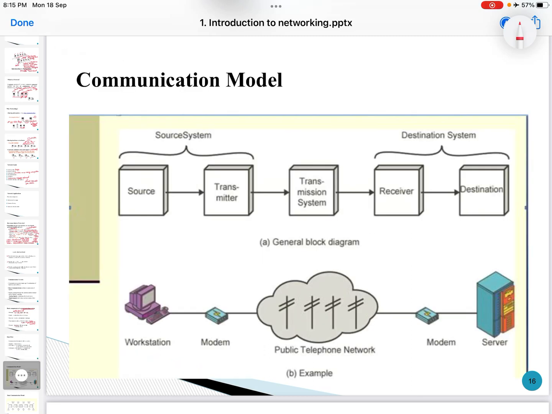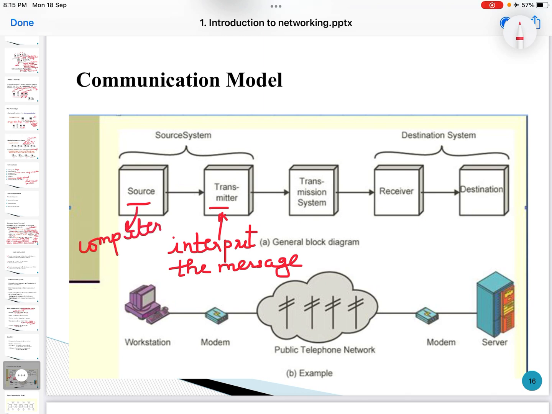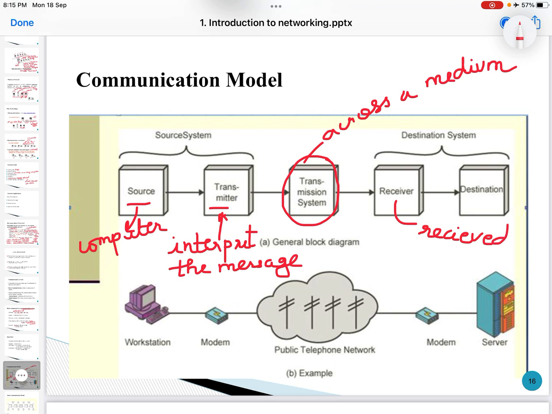Now, let's see this communication model. In the communication model, you have a source and then you have a transmitter. What will the transmitter do? The transmitter will interpret the message which is sent from the source computer. Then this message will be sent across a transmission medium. This message will be received by the receiver.